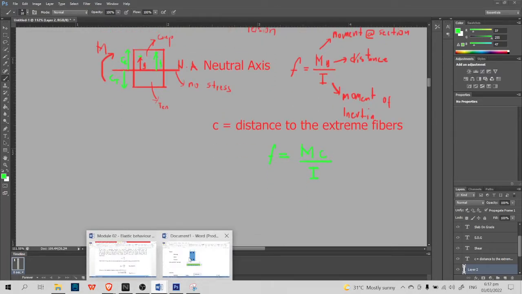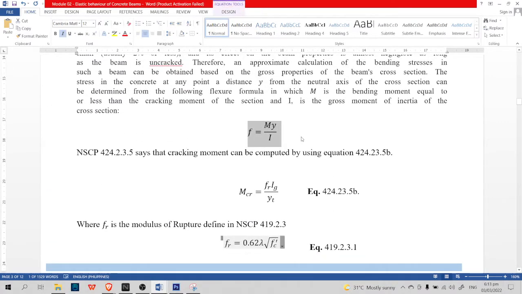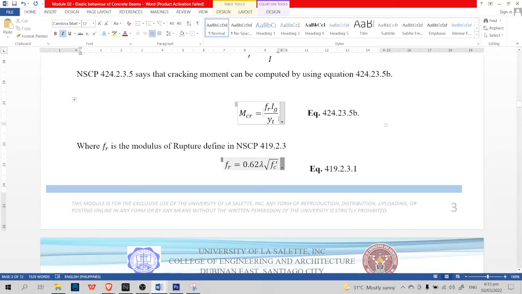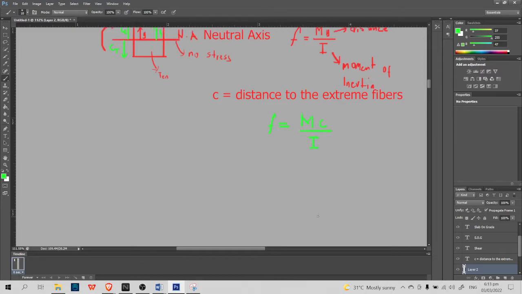So, let's go back to the topic. Okay. So, ito na yung formula na yon. So, okay na yan. So, the NSCP 424.2.3.5 says that the cracking moment, so, we have to determine the cracking moment, can be computed by the following equation. So, itong equation na ito, baka malito kayo, it's just simply itong formula din na ito.